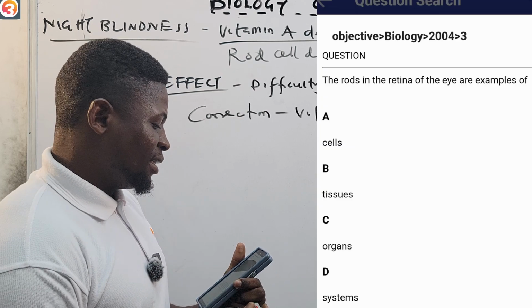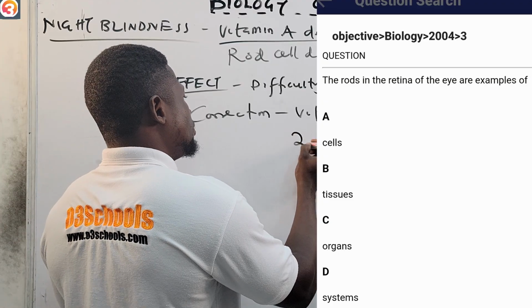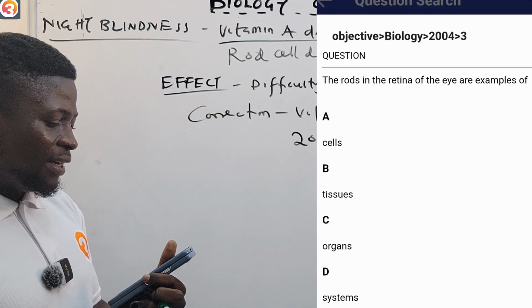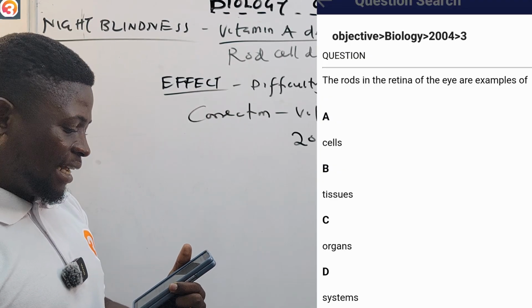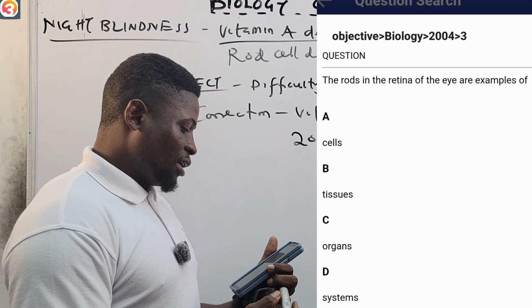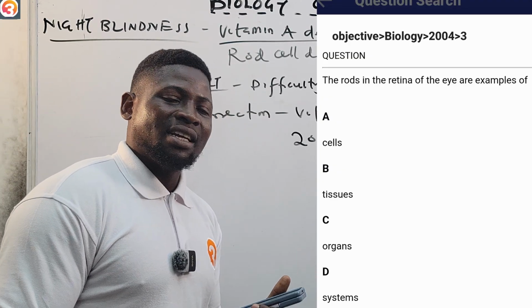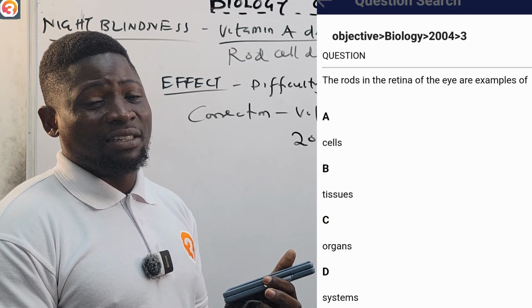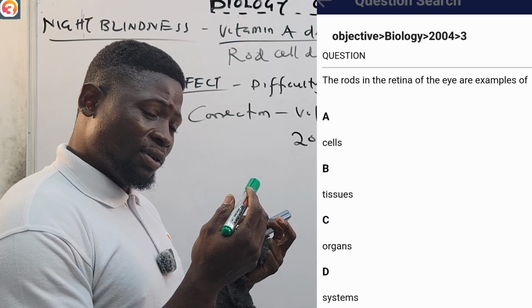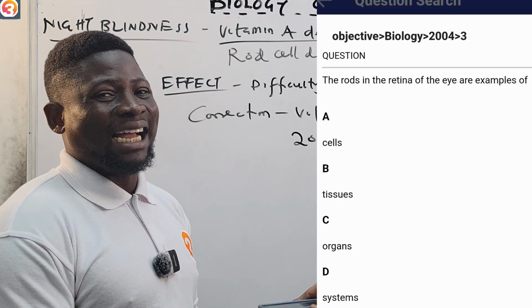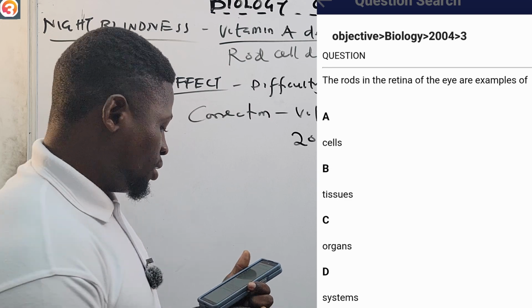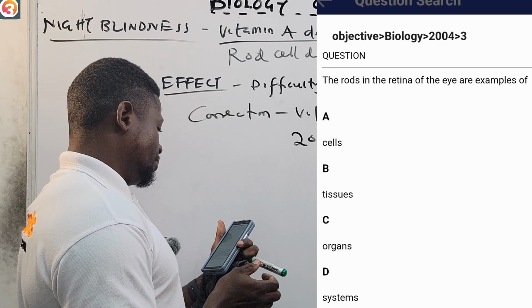2004, number 3 says: the rods in the retina of the eye are examples of A, cells, B, tissues, C, organs, D, systems. I told you that in the retina they are sensitive cells. We talk about the rods. And what are the cones? Are they cells, organs, tissues, or systems? Tell me the answer in the comment section.